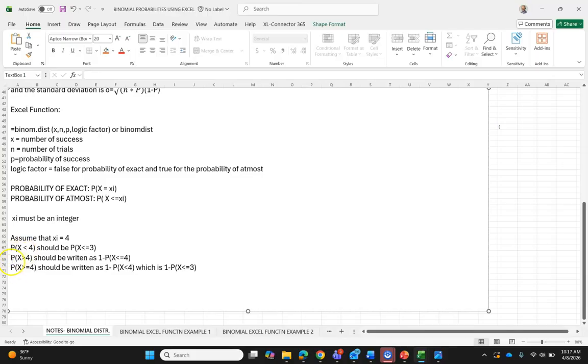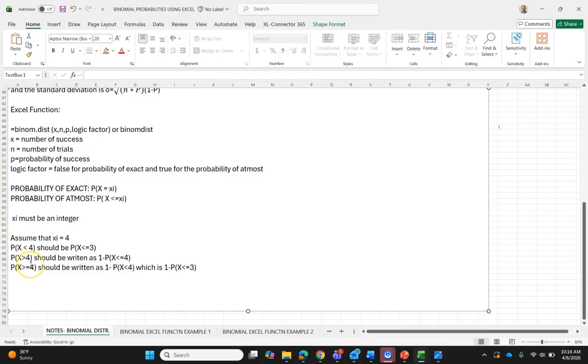So probability of x such that x is less than 4, actually we're looking at the probability of x such that x is less or equal to 3. So that means we will start from 3 to 1 and 0. Those are the values which are less than 4. So we start with probability of x such that x is less or equal to 3, and so 3 is at most.